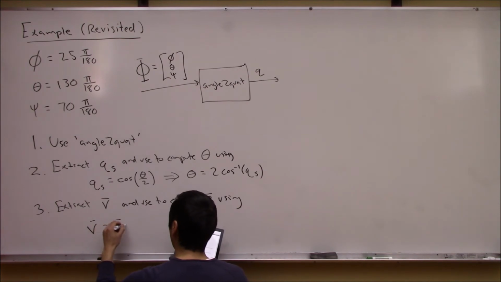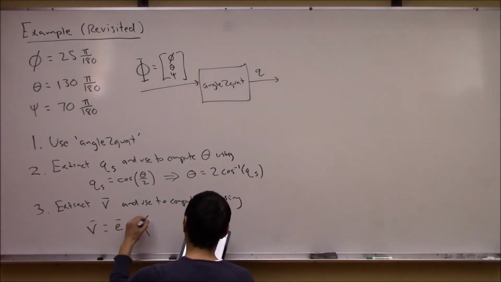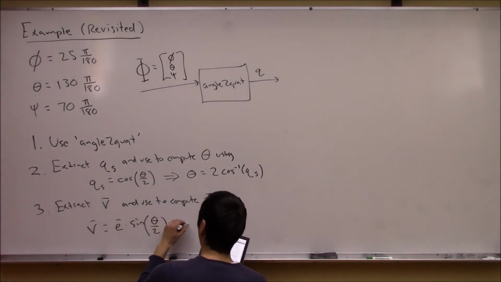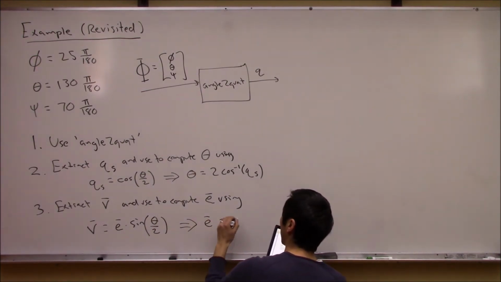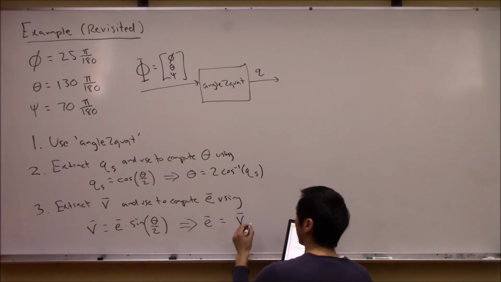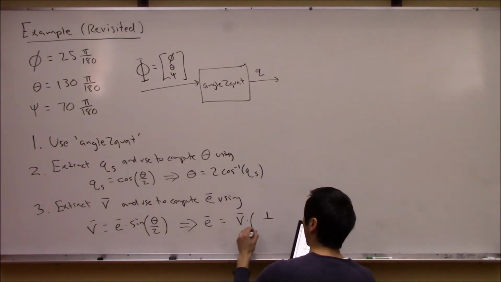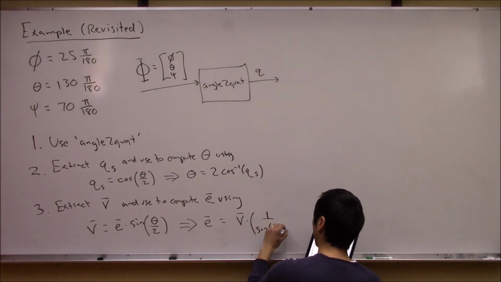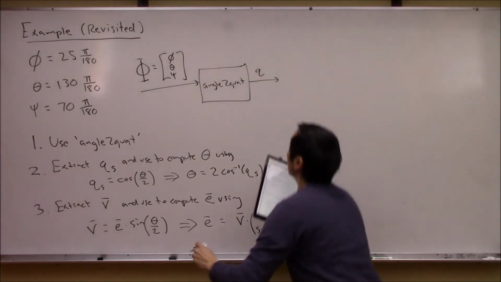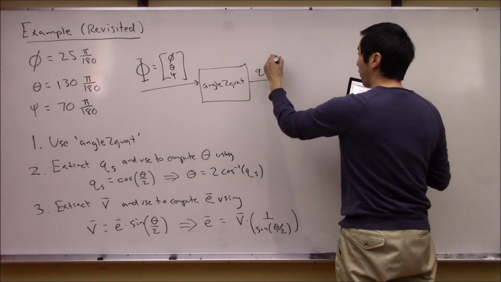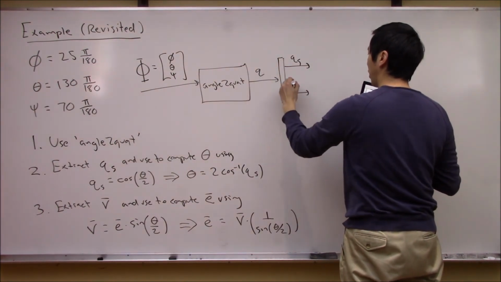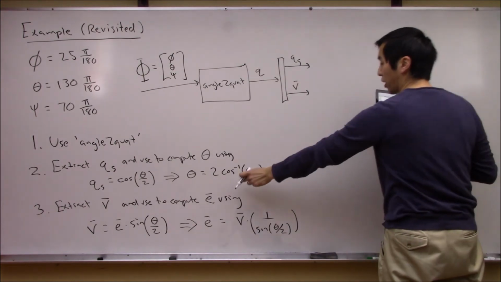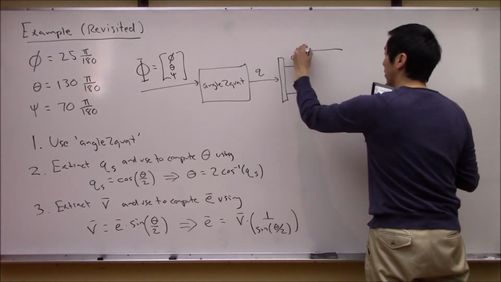It was E times, scaled by sine theta over 2. So solving this for E, we get that the axis of rotation is the vector component of that quaternion, but we have to scale it by 1 over sine of theta over 2. Graphically, we're going to break off Q_S, break off V, and then use this formula here.